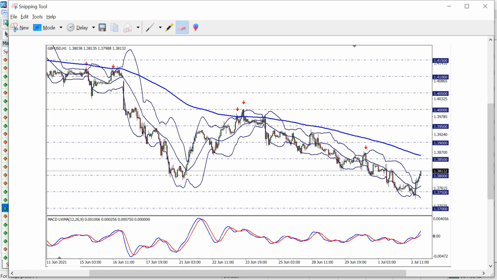The second one that we've got over here, I'm going to group these ones together in the interest of time. What I like about the first one is that we've got a scenario where price is meeting a resistance point at the 200 EMA.